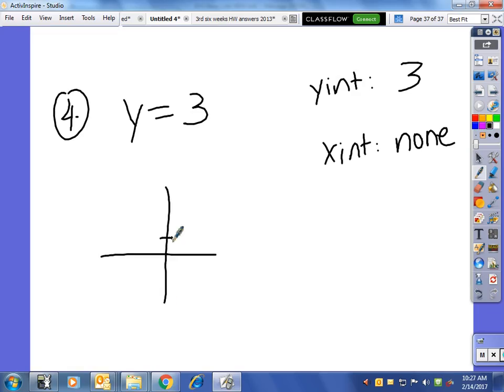Think about what y equals 3 looks like. Does it ever cross the x-axis? Horizontal lines will never cross the x-axis.